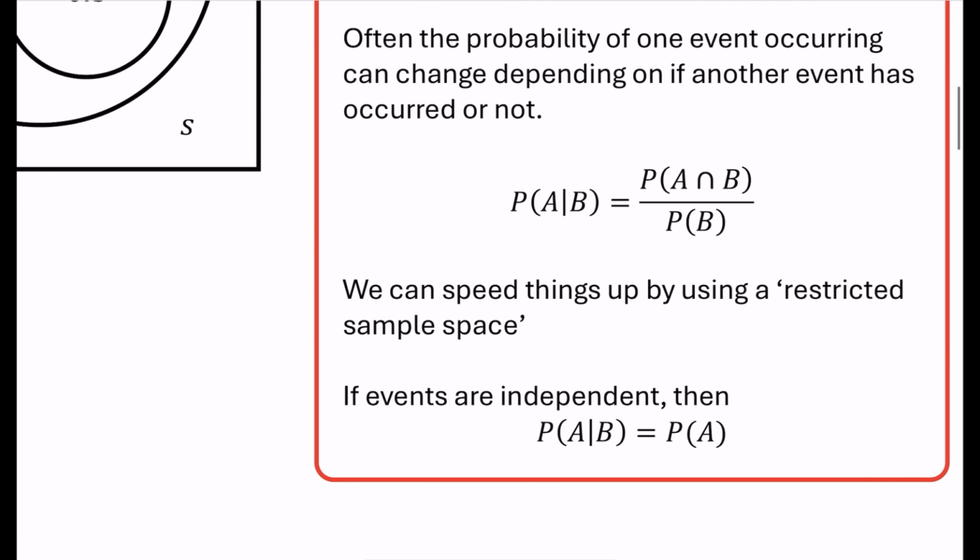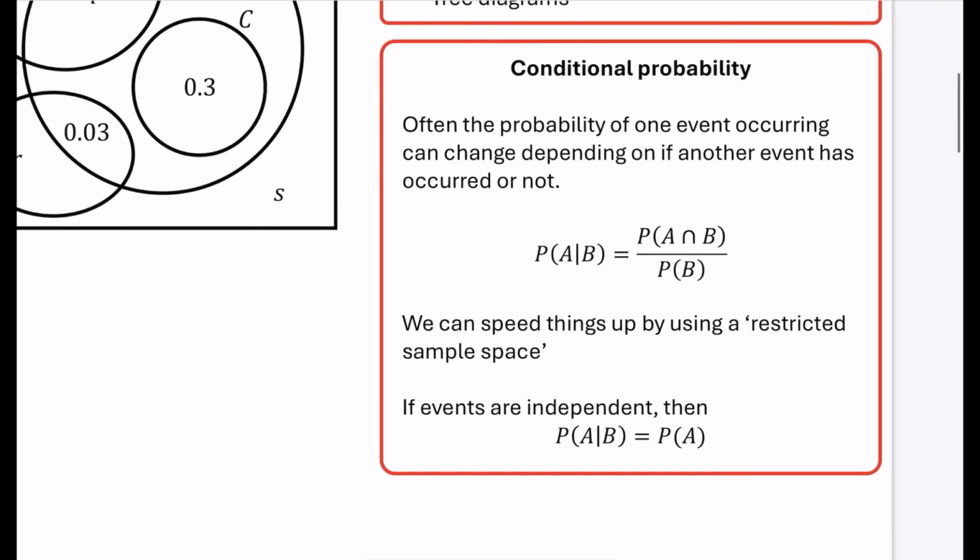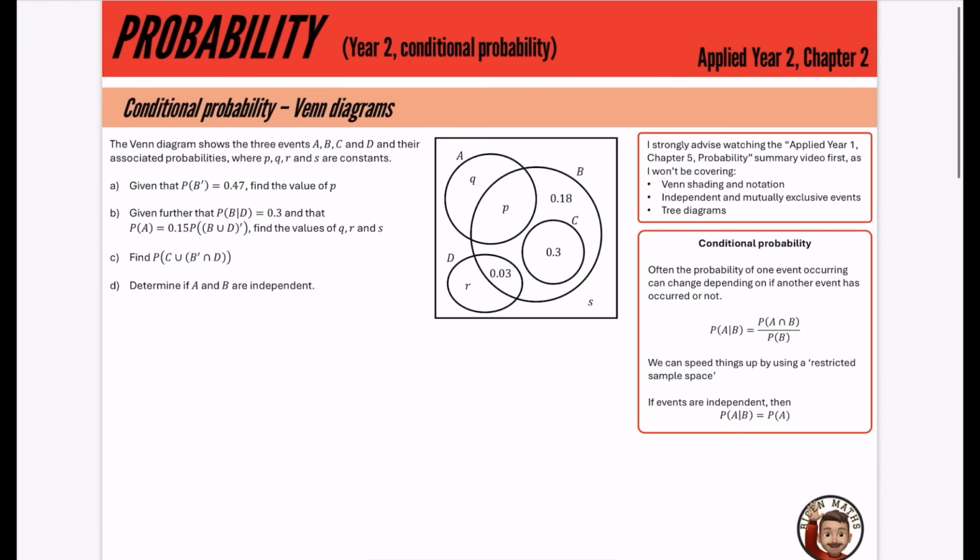Last of all, if events are independent, then the probability that A happens, given that B has happened, is the same as the probability of A. Even though it is in the formula book, let's talk about the logic of this. If A and B are independent, it doesn't matter whether B has happened or not. A will still have the same probability. So if the probability that A happens, given that B happens, is just the same as the probability of A happening, then it doesn't matter if B happened or not. In other words, they are independent from each other. They don't have that conditional relationship between them.